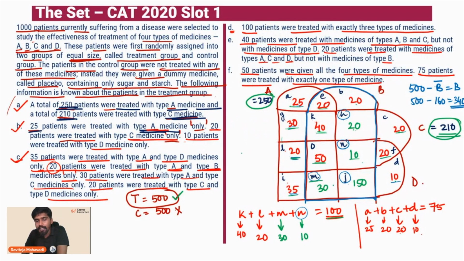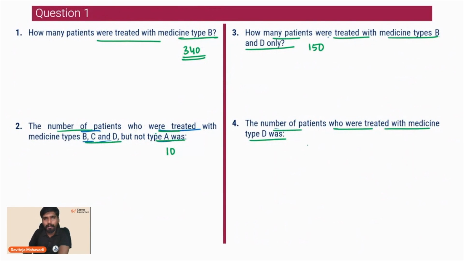And the number of patients who were treated with medicine type D was how much? Everything outside D we can remove, or we can calculate whatever is inside D. So 50 plus 20 plus 20 plus 10, 100 plus 150, 250 plus 40, 290 plus 35, 325 must be the total number of people who were treated with D.